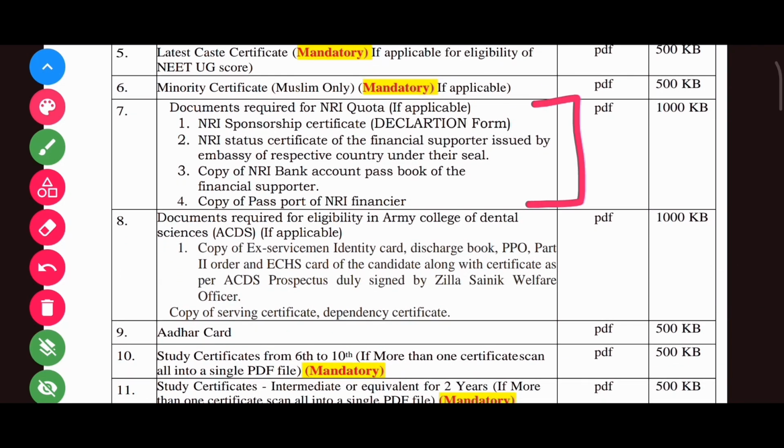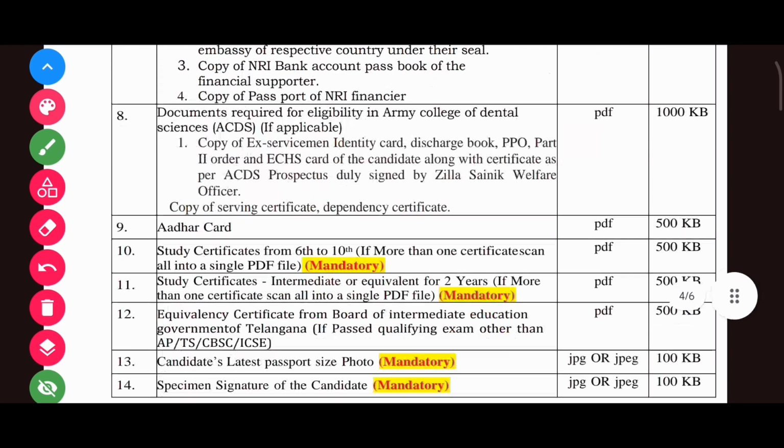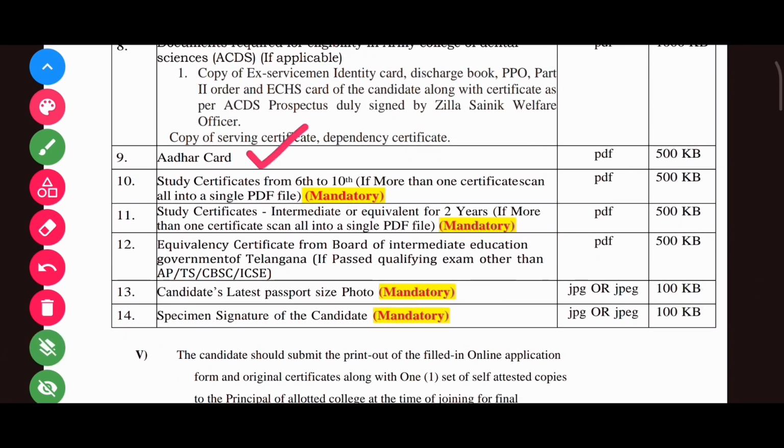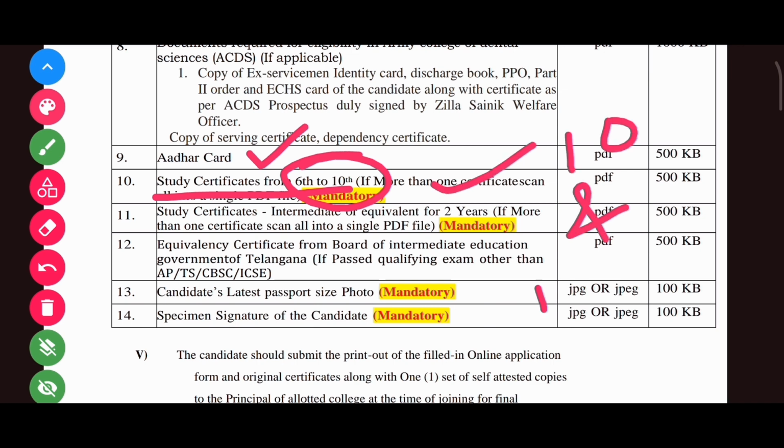This section is for NRIs which is not applicable in ACDS. Now moving on to army related documents. These are the documents that your father must be having, that is ex-serviceman identity card, ECHS card, Part 2 order, serving certificate or the dependent card. Now moving on to next, we have the Aadhaar card. Here it is mentioned the study certificates from 6 to 10, but that is not really required. You should only have your 10th and 12th study certificate and mark sheet both.